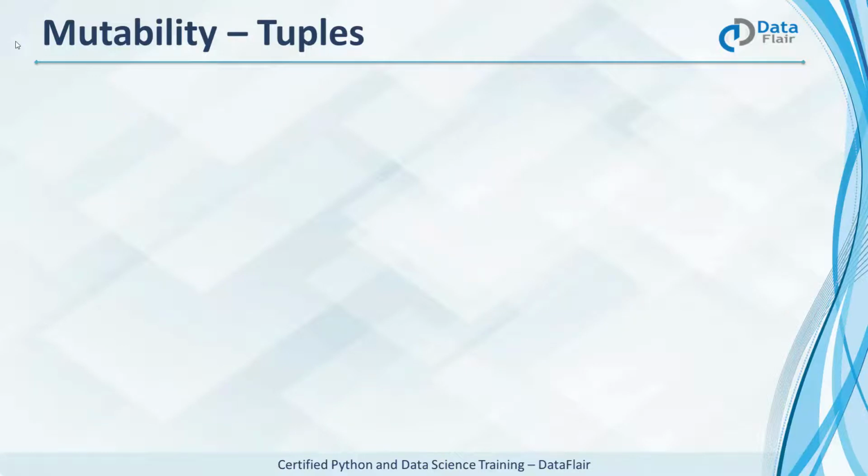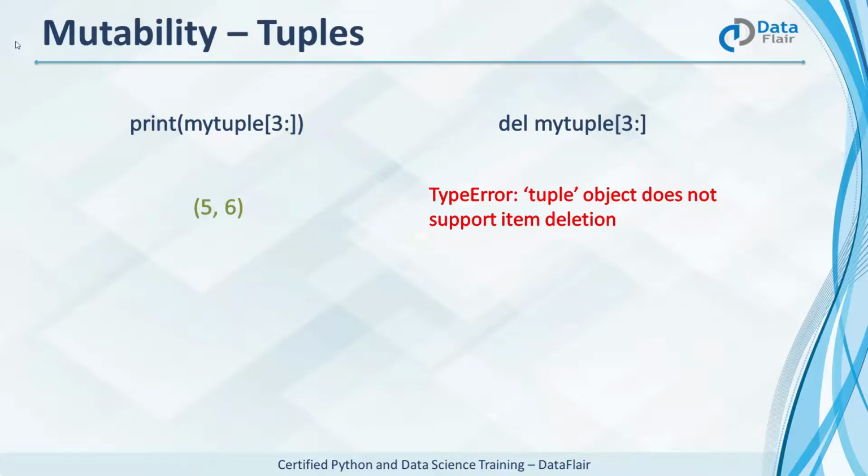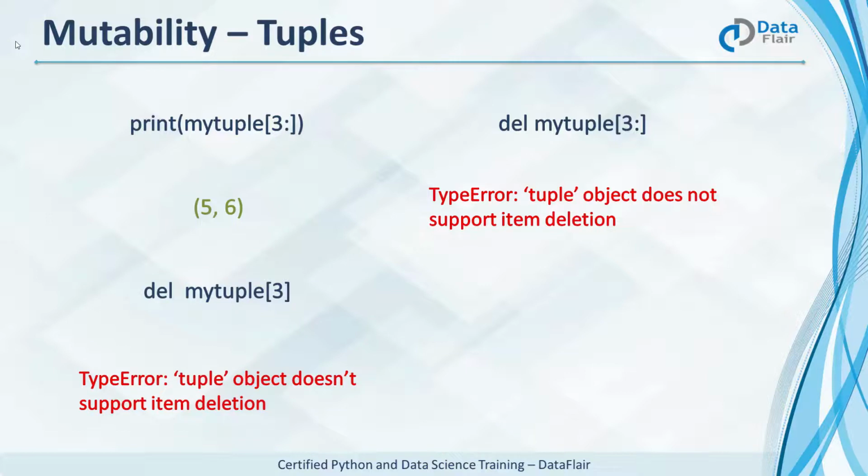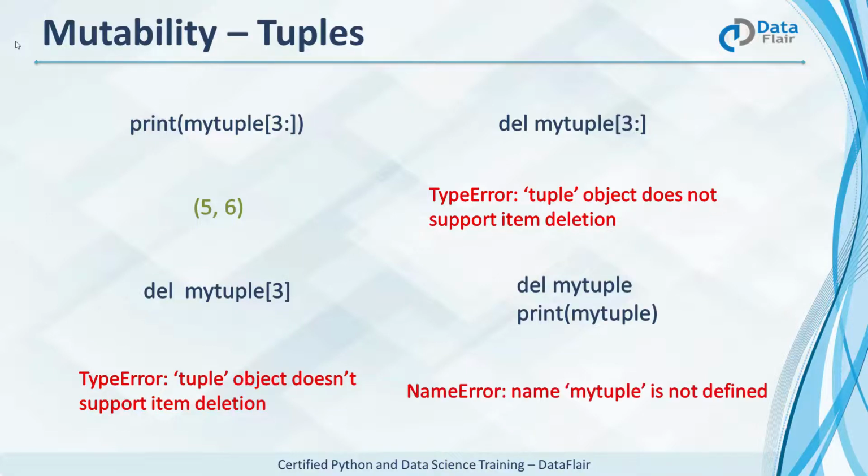Again, can we alter tuples? This slice gives us 5 and 6. And if we delete it, nope, can't do it. Delete a single element? Can't do it either. Obviously then we cannot delete the entire tuple either.